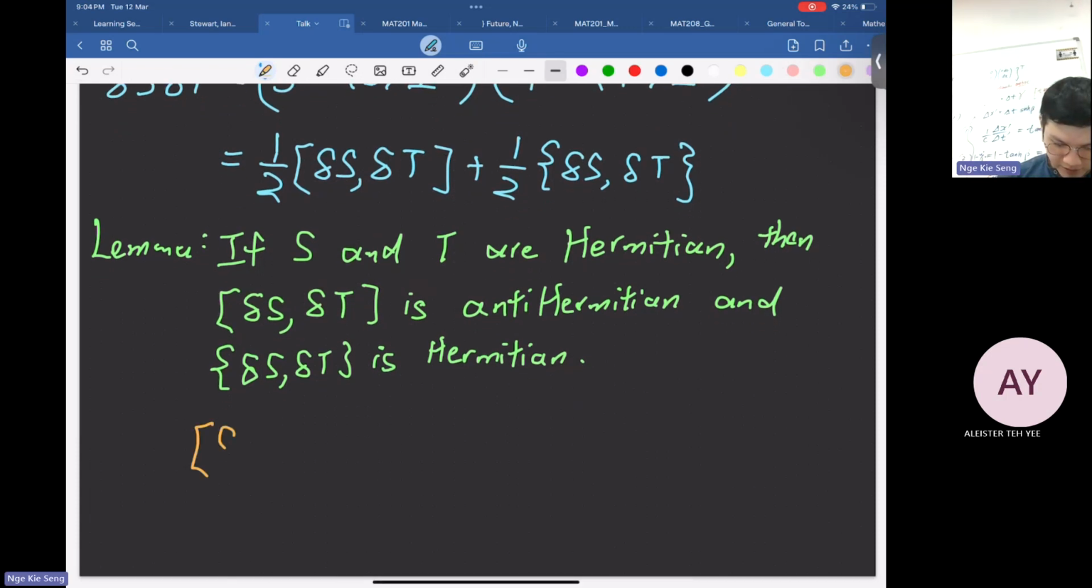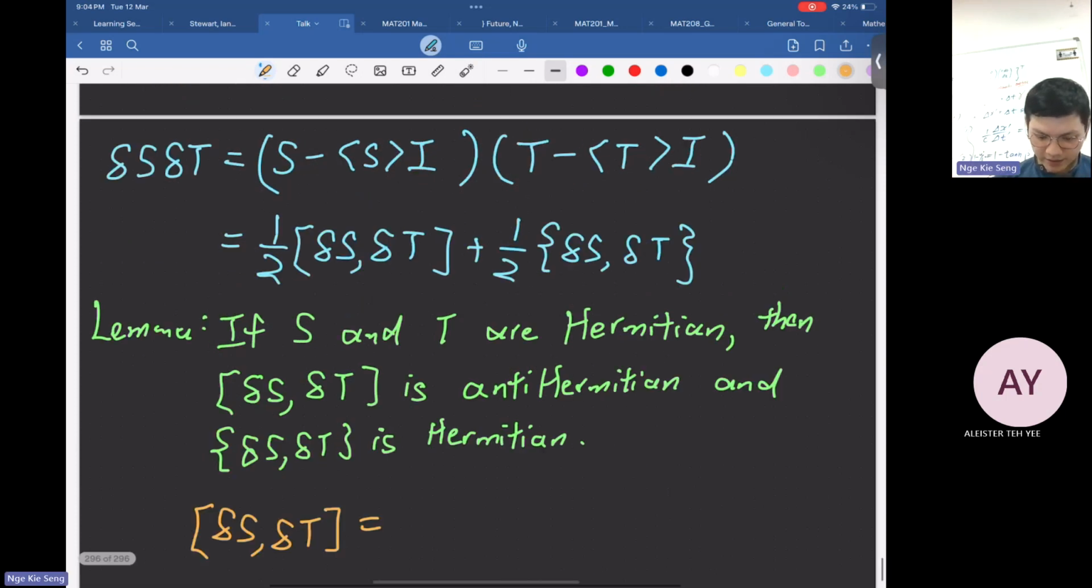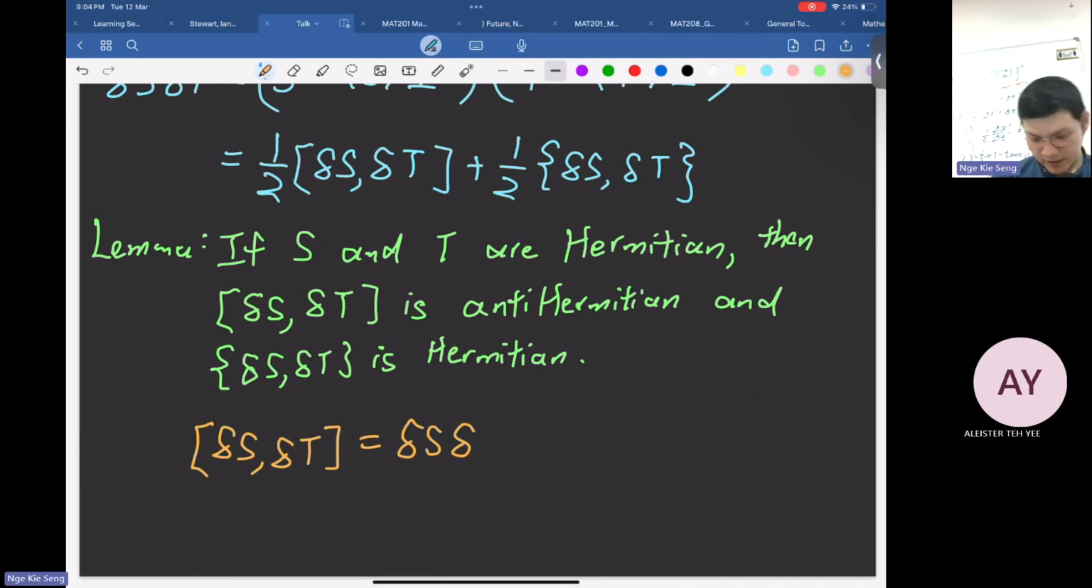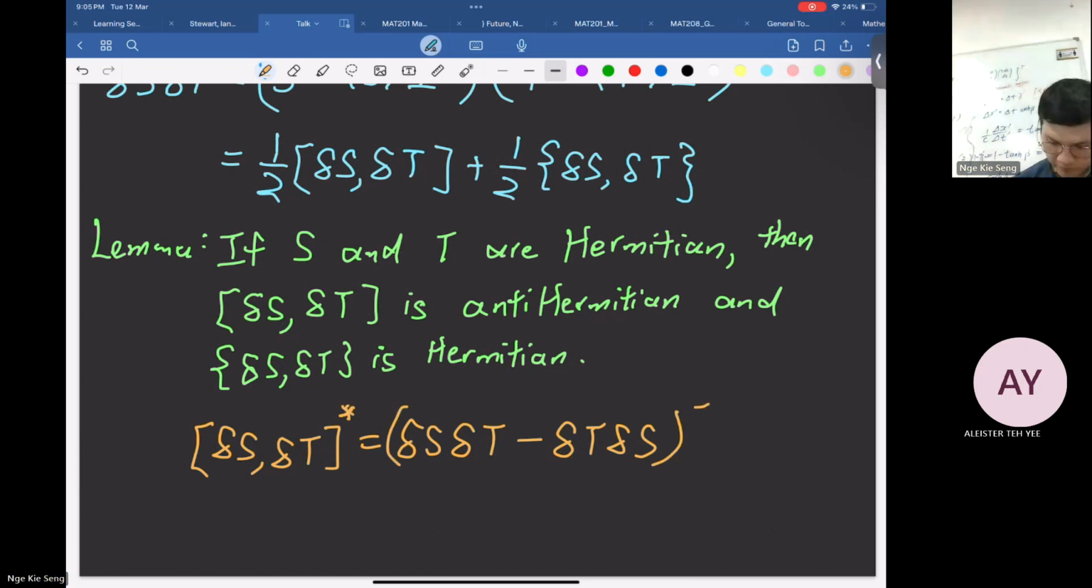Let's calculate what delta x, delta t commutator is first. This is delta x delta t minus delta t delta x. To prove that this is anti-Hermitian means what? If I take the adjoint of this guy, it is equal to minus the original. So let's take the adjoint. The adjoint respects multiplication, but in a different order, and it respects addition and subtraction. So we can bring the adjoint in. This is the part I skipped. This is called a C star algebra.